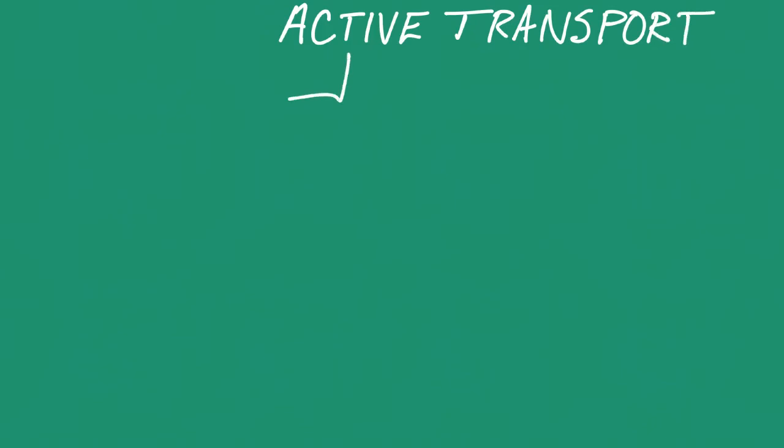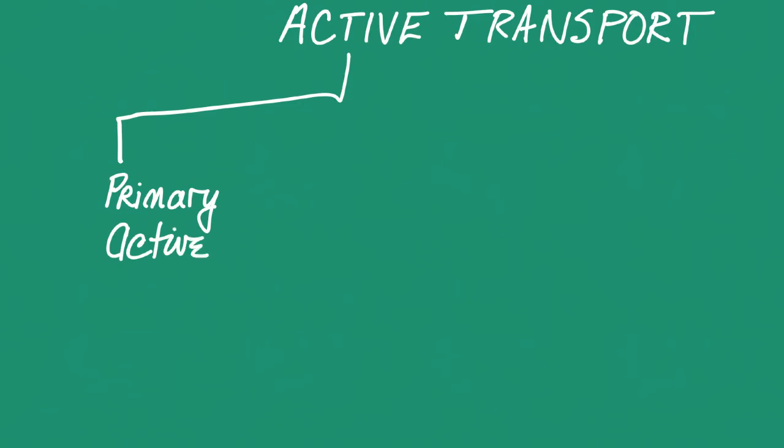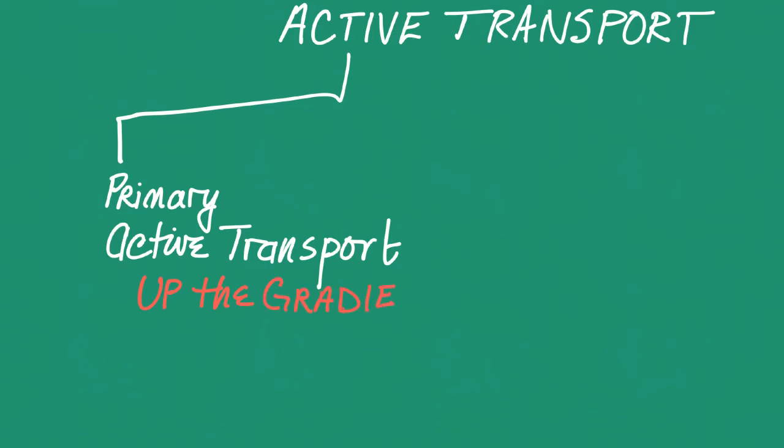Active transport. Active transport usually involves the movement of molecules up the gradient. We have two kinds of active transport: primary active transport and secondary active transport. In primary active transport, molecules move up the gradient from a region of low concentration to a region of high concentration. So let's write that down: up the gradient or against the gradient.